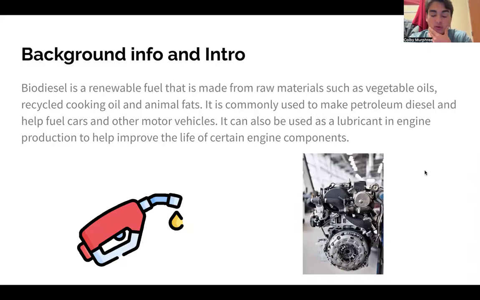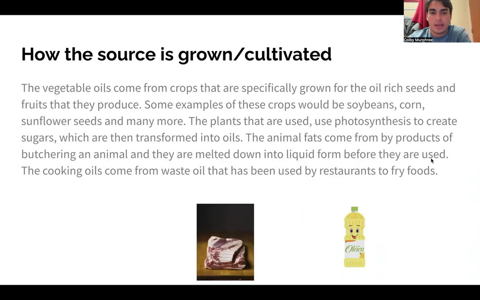So, some background info. Biodiesel is a renewable fuel that is made from raw materials such as vegetable oils, recycled cooking oil, and animal fats. It's commonly used to make petroleum diesel and help fuel cars and other motor vehicles. It can also be used as a lubricant in engine production to help improve the life of certain engine components.